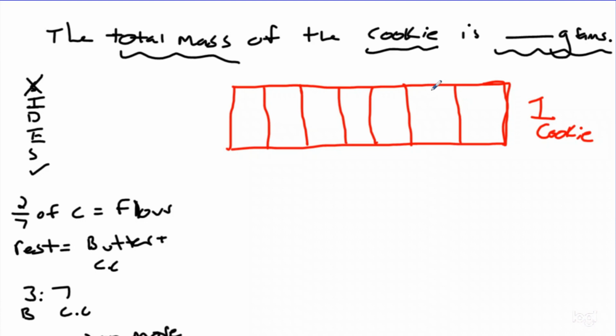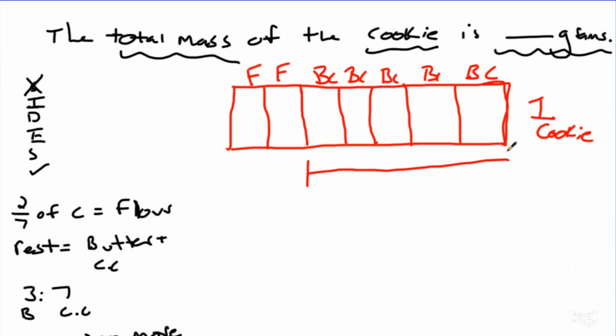Let's just pretend, because I think my hands are a little jittery from not drinking my coffee this morning and staying up late. So I know that 2/7 of that cookie was flour, and then the rest was butter and chocolate chip, right? So BC, butter, chocolate chip, butter, chocolate chip, butter, chocolate chip, butter, chocolate chip. So the rest of this would be 5/7.